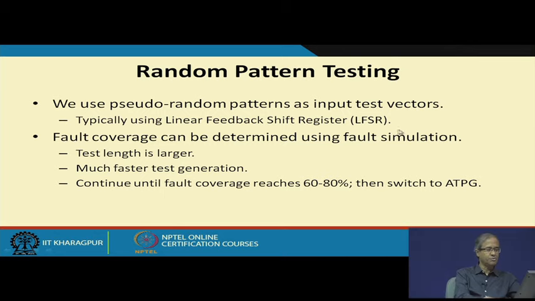You need to remember this also. The test length can be larger, but the test generation is very trivial, and we can continue until we reach a desired level of fault coverage. Sometimes it is not applicable to BIST. We may see that beyond a point we are not able to detect faults anymore, then for the remaining faults you can switch to an ATPG tool. But for BIST application we do not do this, we usually do pure random pattern testing.